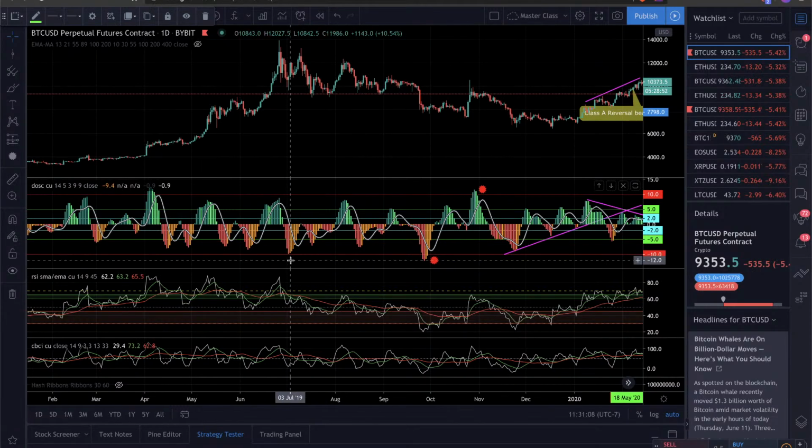And you can kind of see right here where we came up and we had that trend reversal where we never got back into the green, and we had a nice continuation to the downside.